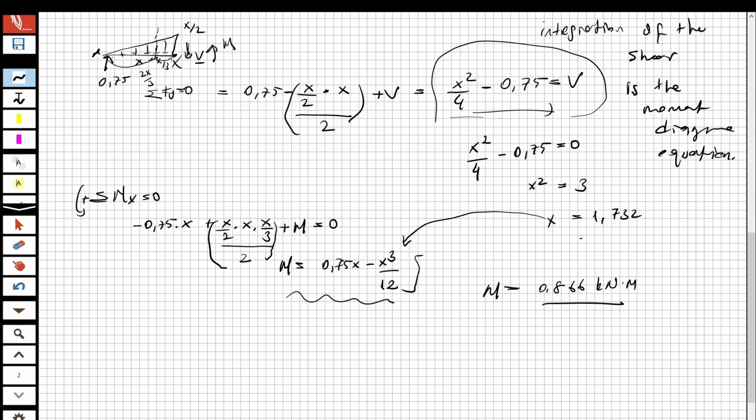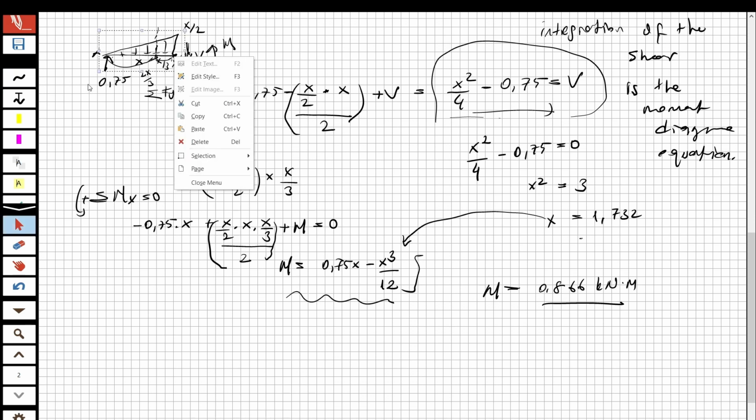Okay, now I got it. I have to divide it by 2 because it is a triangular load. So it's going to be x over 2 multiplied by x over 2, and then multiplied by x over 3. Why x over 3? Because it's a triangular load, the center of the triangle is at 2/3 of that. From that point, it's going to be x over 3.